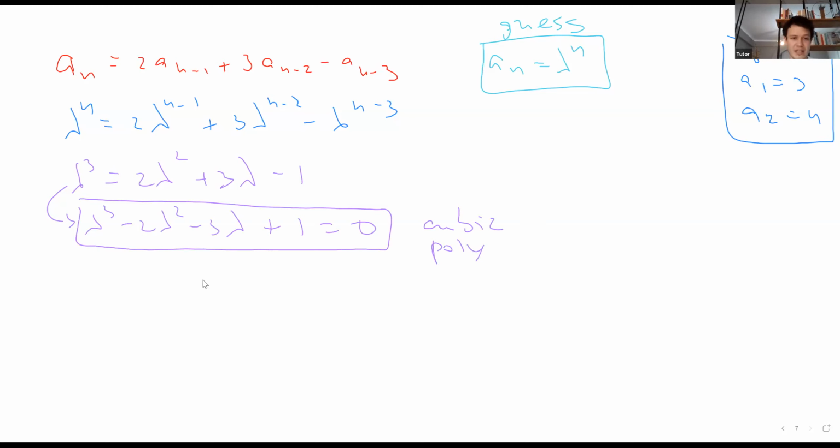So guys, what you can see is that there's going to be 3 roots in here, right? When you solve this, there's going to be lambda 1, lambda 2, and then lambda 3. So there's going to be 3 roots in here. So now how can I solve my problem?